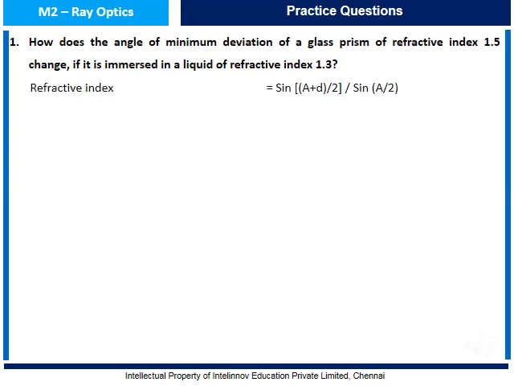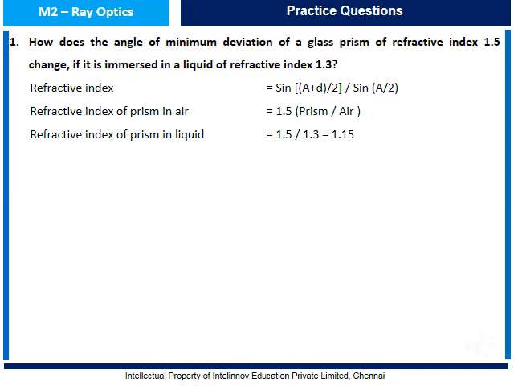Refractive index is given by sine of (A plus D) by 2 divided by sine A by 2. The refractive index of prism in air is 1.5 and the refractive index of prism in liquid is 1.5 divided by 1.3, which is equal to 1.15. Thus, we see that the refractive index of prism in air is greater than the refractive index of prism in liquid. Thus, angle of minimum deviation decreases.